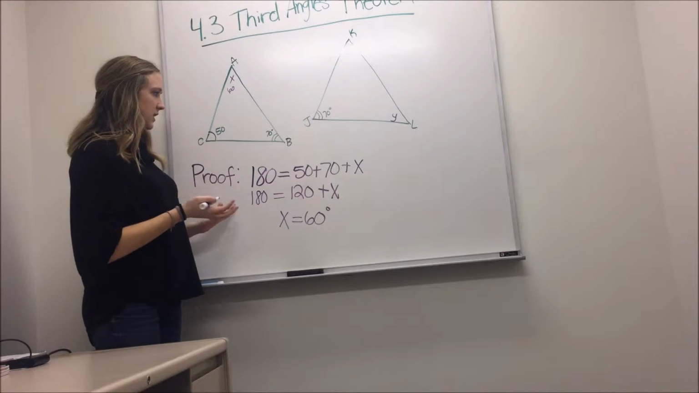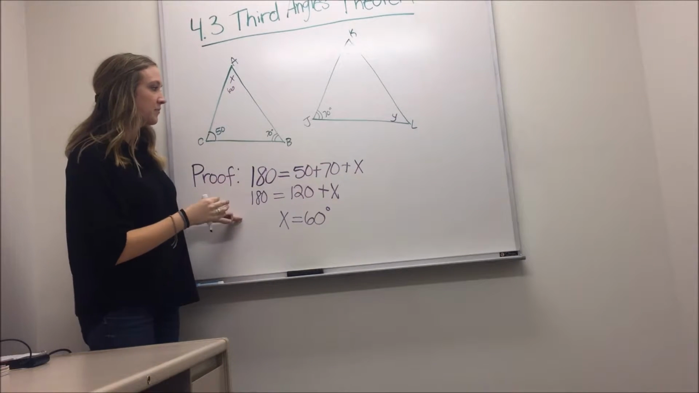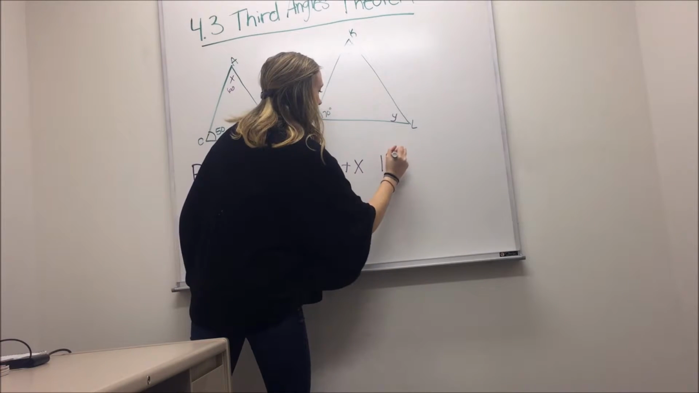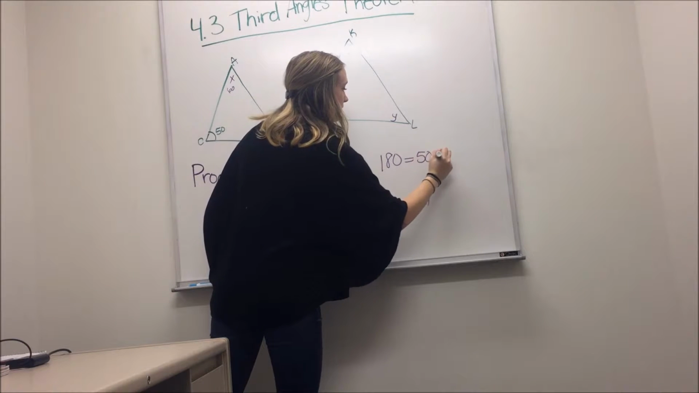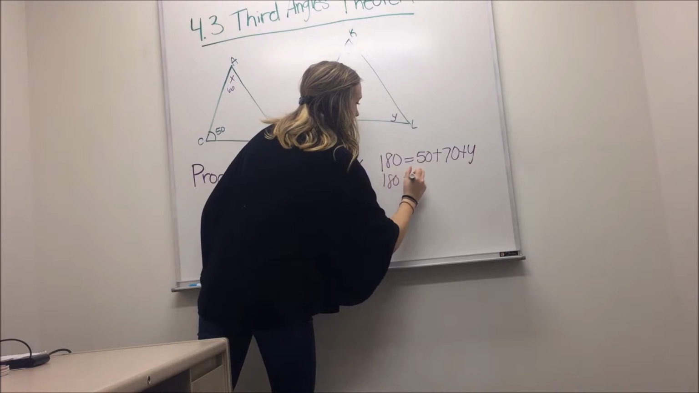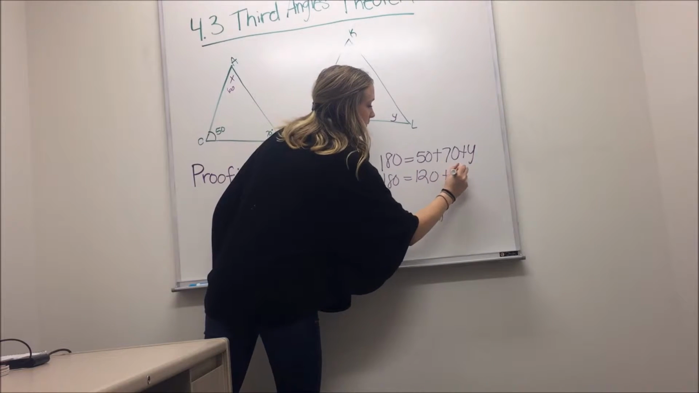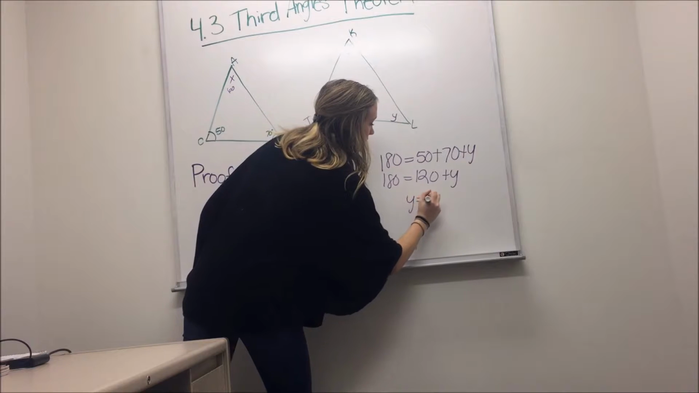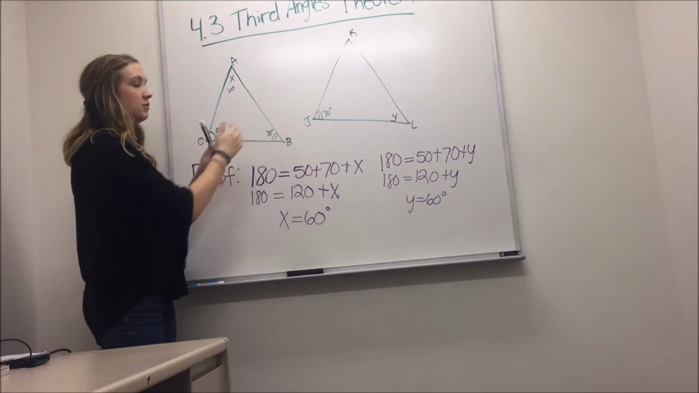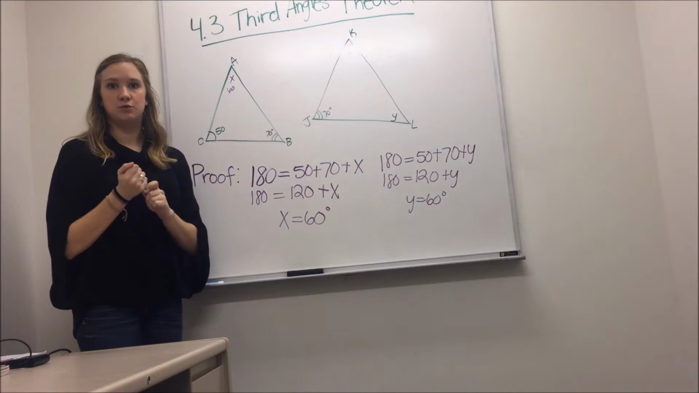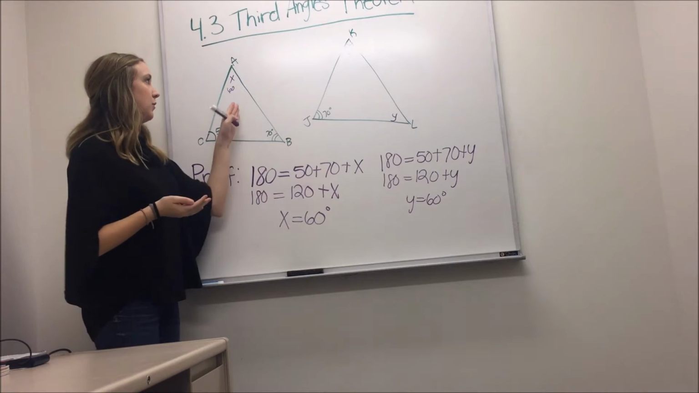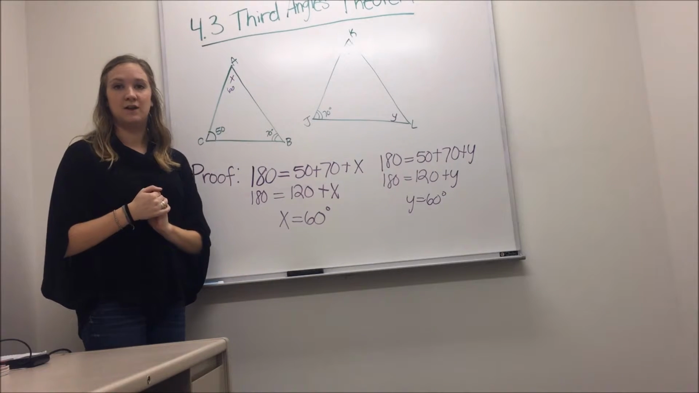Well, we just kind of went through the same steps right here, right? So what's stopping us from doing the same thing for this triangle? So we can do 180 equals 50 plus 70 plus y, and as we already know, this gives us 120 plus y equals 60 degrees. So that's how we can show that this theorem is true, because we have two angles, we know it has to equal 180, there's only one option for the third angle.